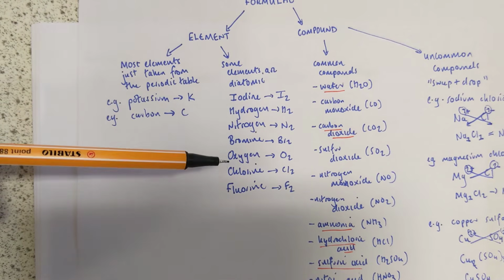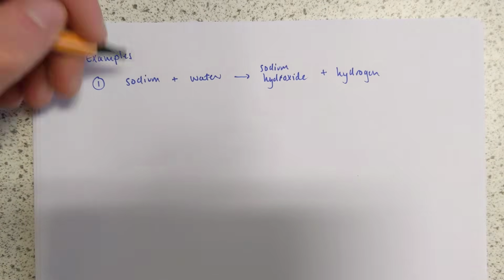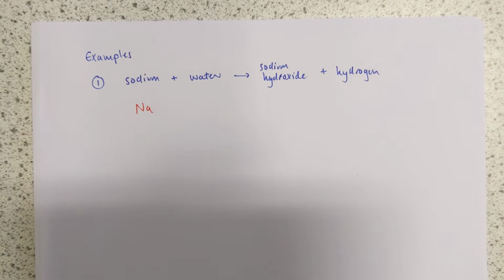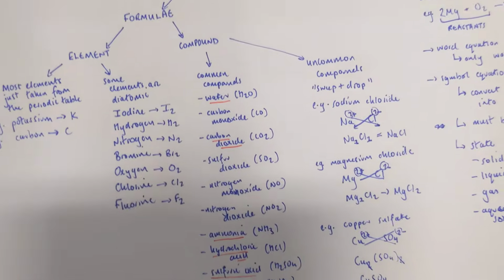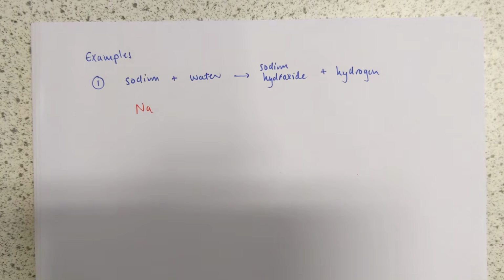Sodium is not found in the list of diatomic ones, so it's fine, just go off the periodic table. If I look up sodium, I find Na beside sodium. The next thing in the equation is water. Now water is a compound, but it does come into our list of common compounds. We're just meant to know the formula off by heart, therefore it's H2O.